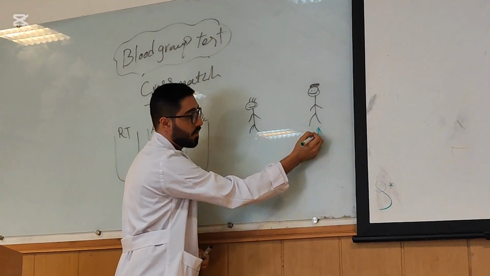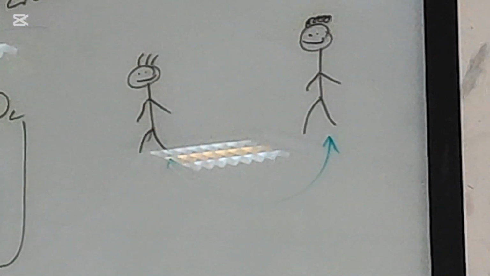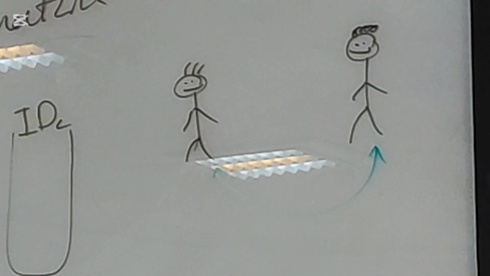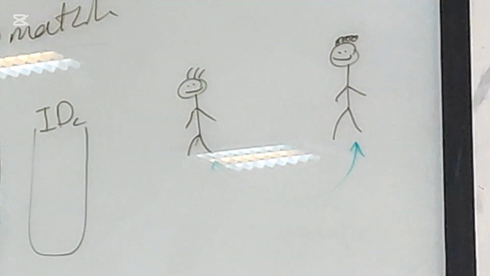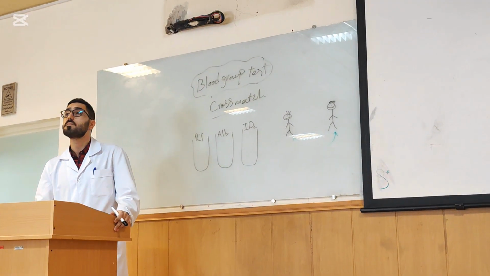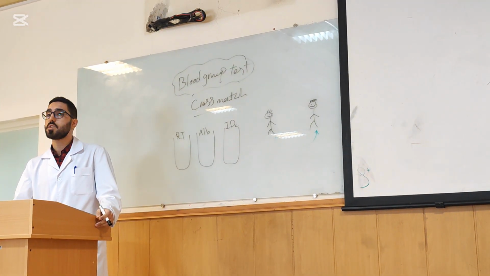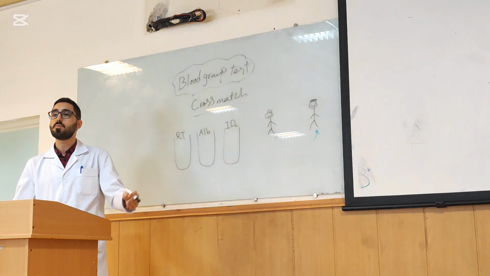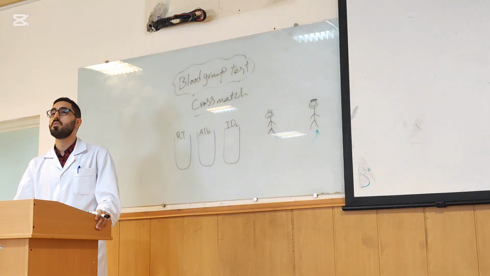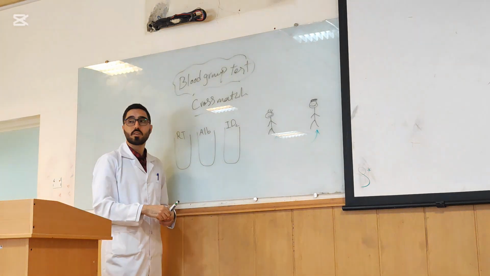From this person to this person, if the cross-match test answer is negative, we allow transfusion of the blood. If we see agglutination in any of the two, it's not compatible and we don't allow transfusion of the blood from donor to recipient. Clear? Okay.